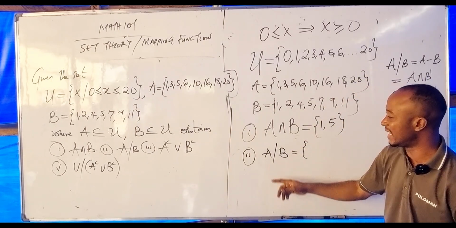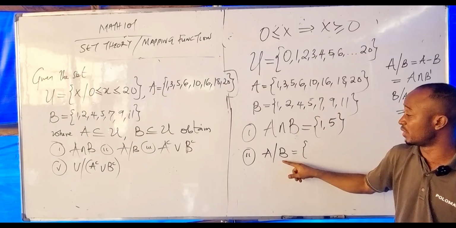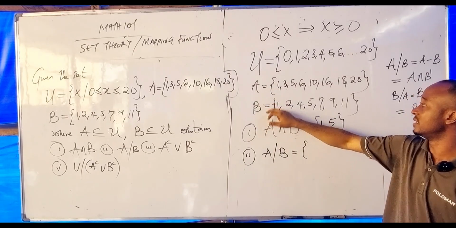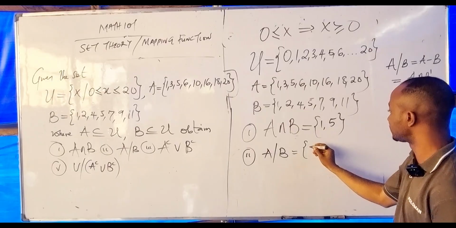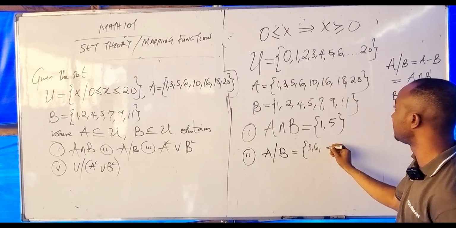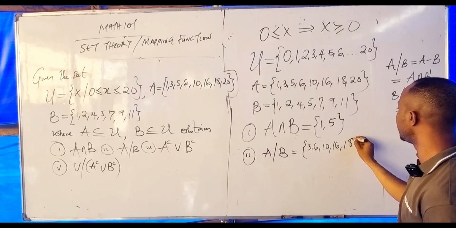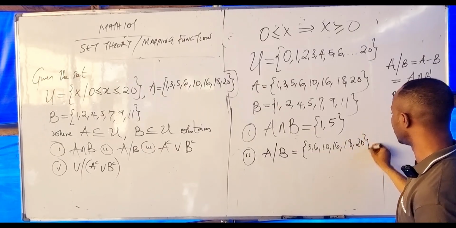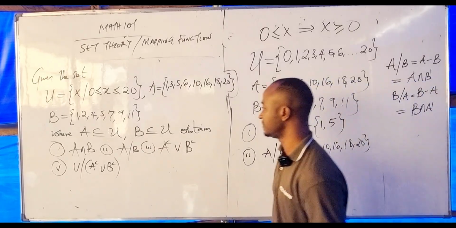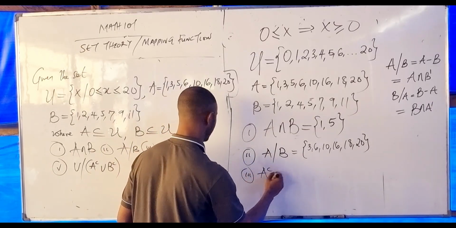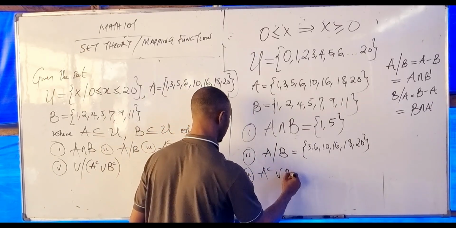It means the elements that are found in A but not in B. Elements found in A, not in B, are 3, 6, 10, 16, 18, and 20. What's the next one? Number 3 is A complement union B complement.